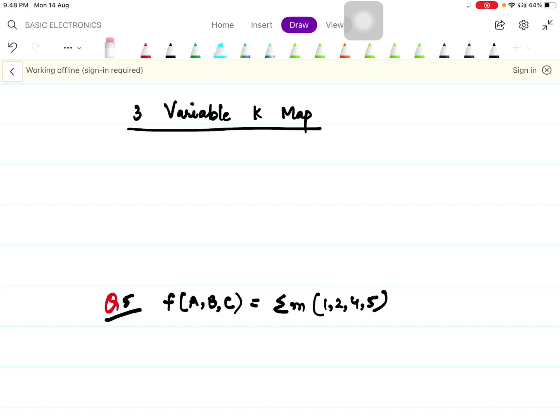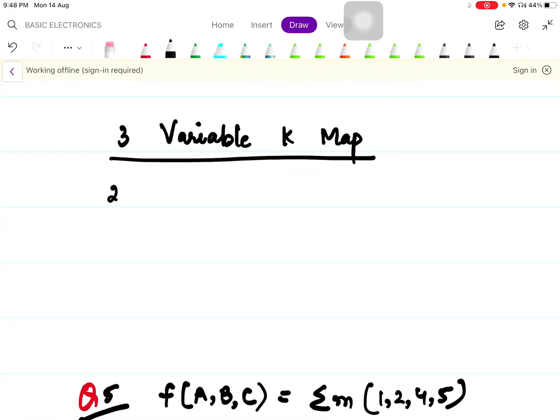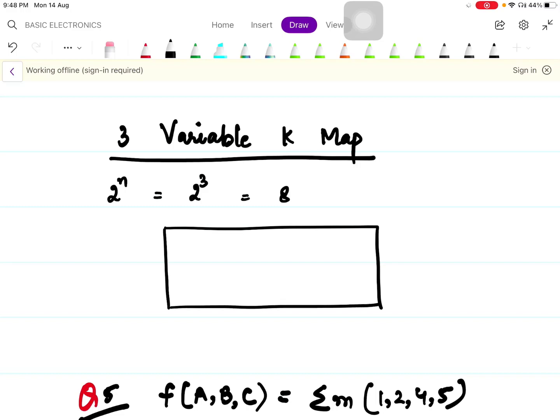So as per the formulas or the rules that we have studied in the last session, the first rule was to calculate the number of cells in a given K-map. So the number of cells in a particular variable K-map are calculated as 2 raised to the power n, where n is the number of variables. So for a three variable K-map, the number of cells will be 2 raised to the power 3, which is equal to 8. So the structure of the K-map will be such that it will have 8 cells in it. So it will be drawn in the form of this rectangle.